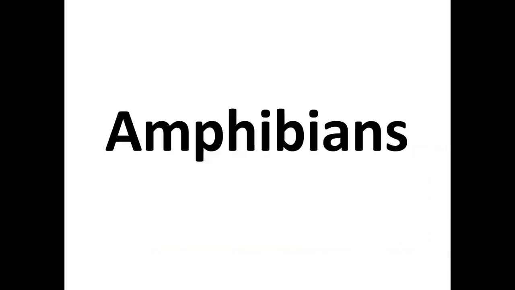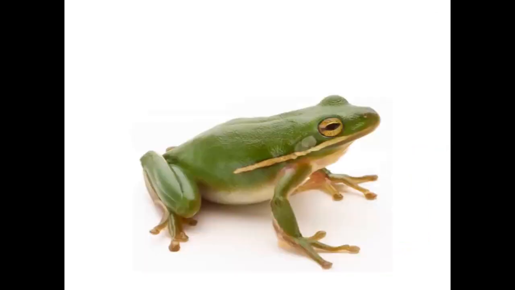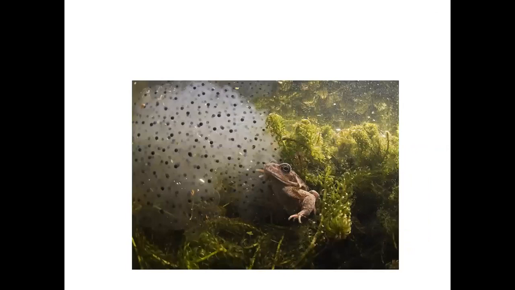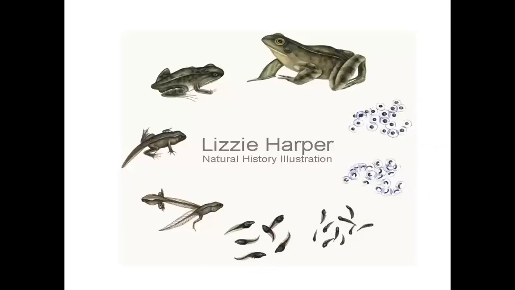The next group, or the last group, is the amphibians. And the amphibians, the most famous amphibian is the frog. And they have smooth skin, not like the reptiles. Their skin seems to be moist and smooth. They lay eggs in water.